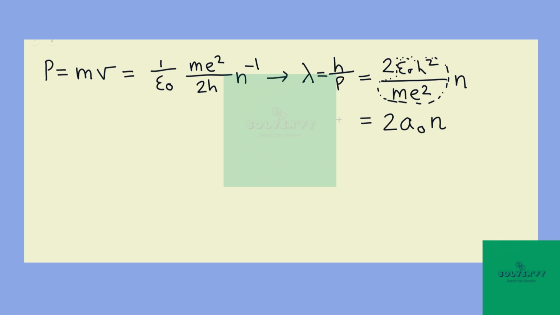So the de Broglie wavelength for a particle as a function of the energy level n is 2 times the Bohr radius times n. Oh, and I missed one thing. It's not simply 2. There's actually a pi there. It's 2 pi a naught n. Awesome. So let's compare this to the radius of the atom, which is simply a naught n squared.